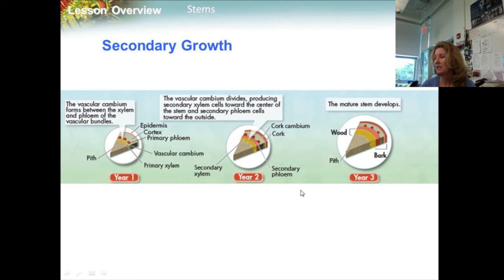All right. In conifers and dicots, secondary growth takes place in the meristems called the vascular cambium and cork cambium. The vascular cambium produces vascular tissues and increases the thickness of stems over time. The cork cambium produces the outer covering of the stems.